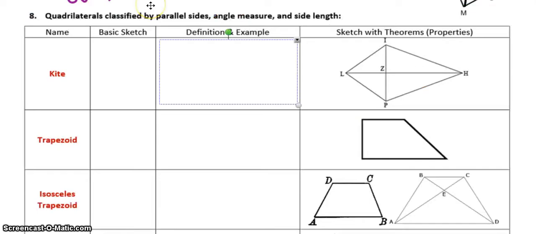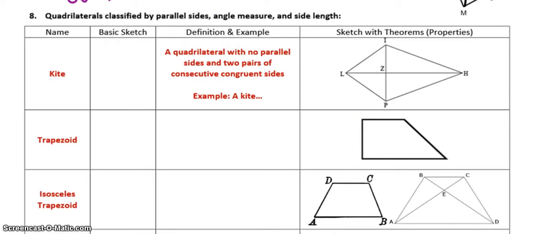Let's start with kite. A kite is a quadrilateral with no parallel sides and two pairs of consecutive congruent sides. So if I were to sketch that out, here's what it might look like. These two sides are consecutive, meaning one right after the other, and they're congruent. And these two sides are consecutive, meaning one right after the other, and they're also congruent. That's what it means to have two pairs of consecutive congruent sides. Again, notice that there are also no parallel sides in this kite.